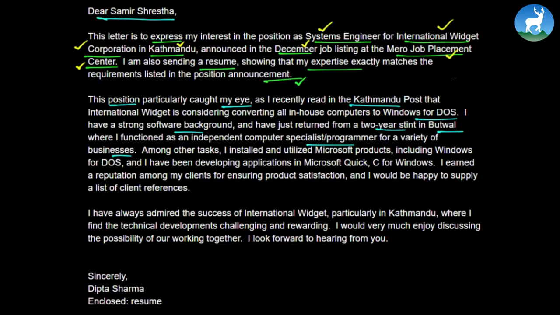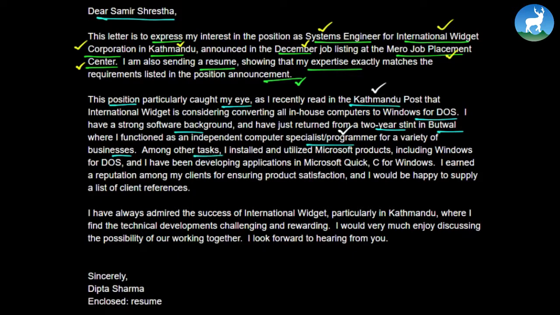So he found out, this man called Deepta Sarma found out that recently International Wizard is considering converting all in-house computers to Windows for DOS. So he read that thing in the Kathmandu Post and he got excited because he has worked as an independent computer programmer for a variety of businesses, right? Now he is really trying to sell his expertise.